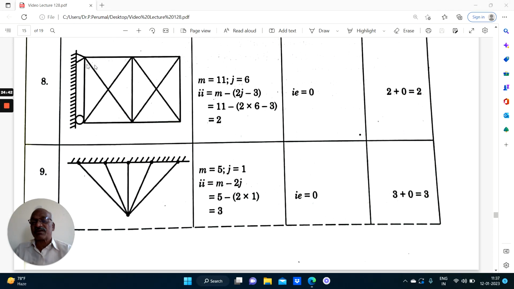Same thing, the numbers are to be counted. That's all. Numbers are to be counted. Externally it is determinate because of 1 hinge and 1 reaction. Internally there are 11 members.